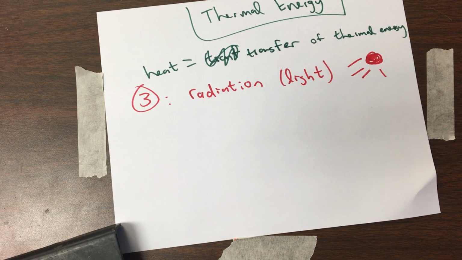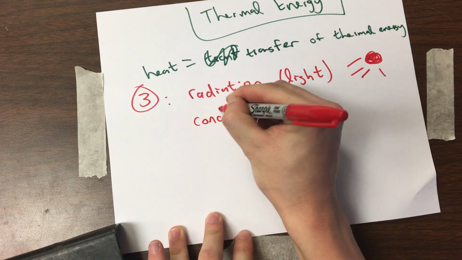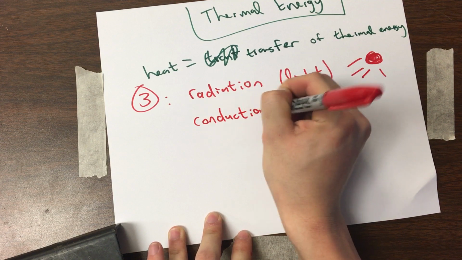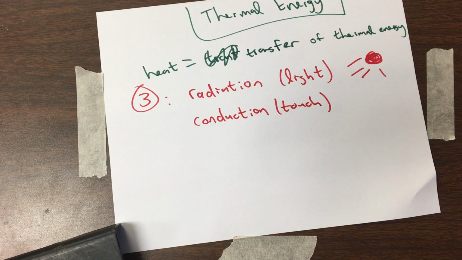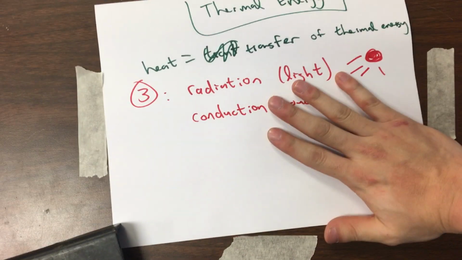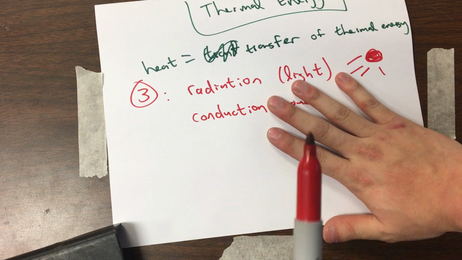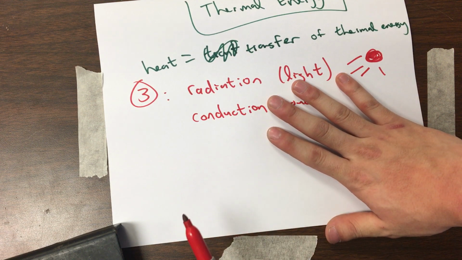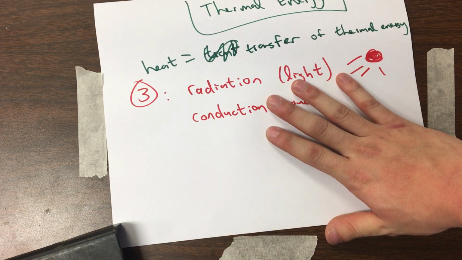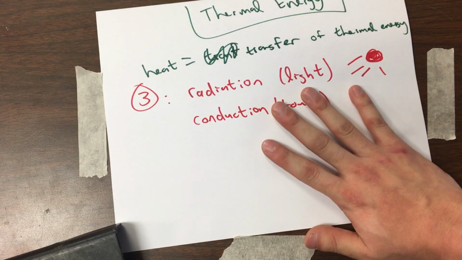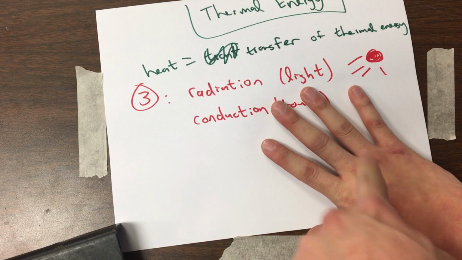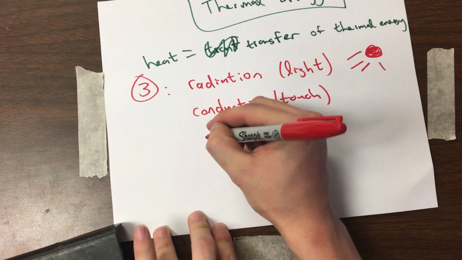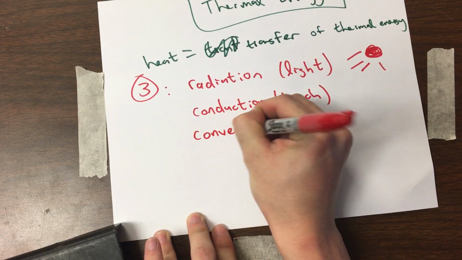We also have conduction. This is touch. When things touch together, heat can transfer that way. Like if I put my hand on the table, heat flows from high to low, hot to cold. I'm warmer than the table, so I'm transferring heat from my hand to the table through touch. That's conduction.